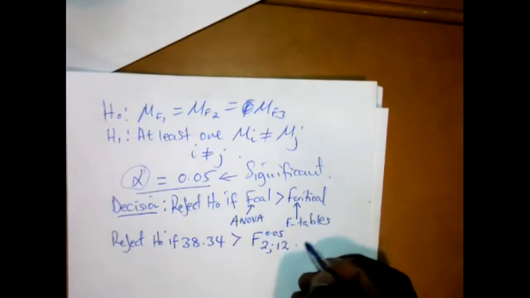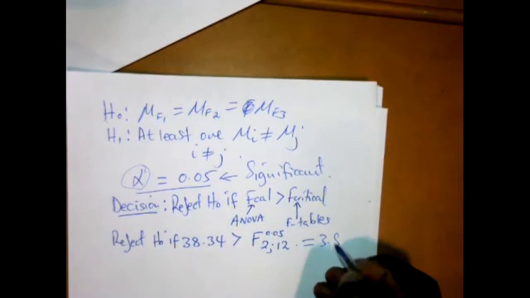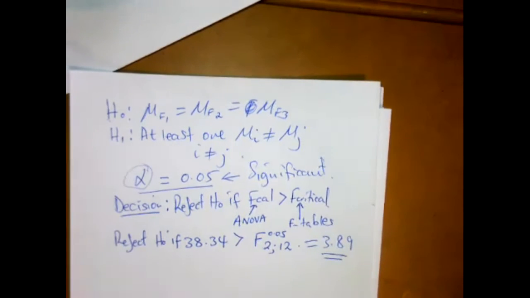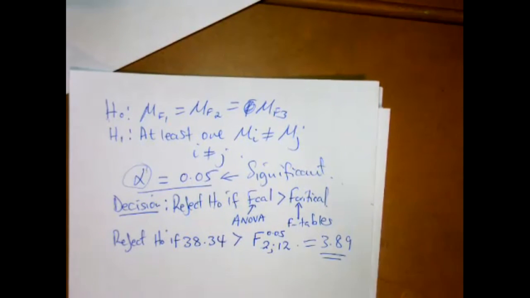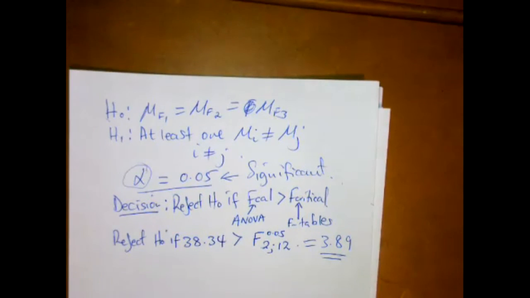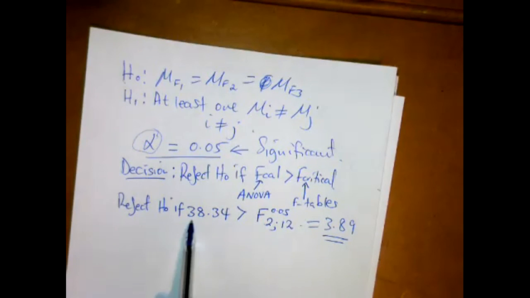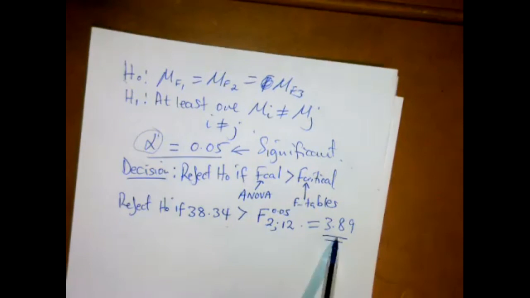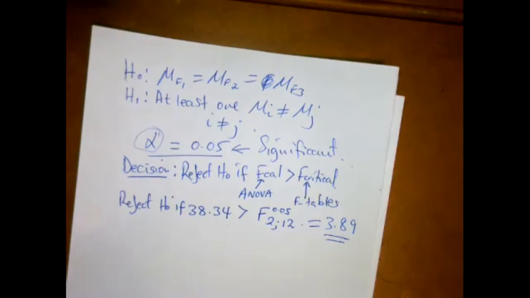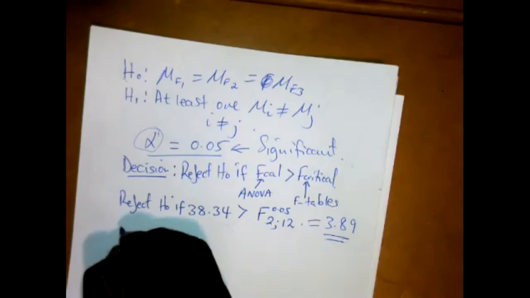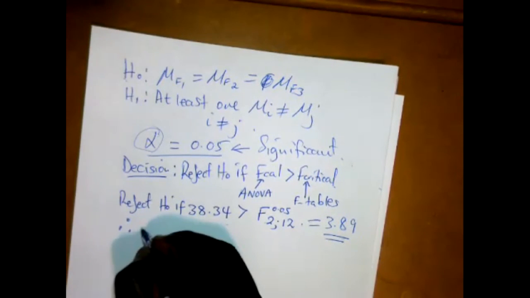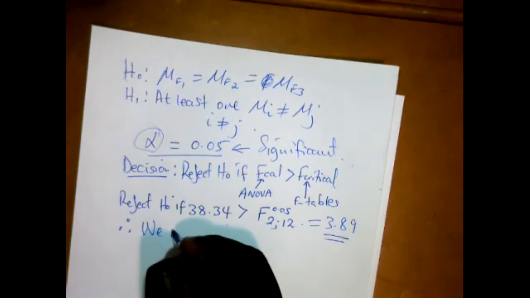So this number is 3.89. What does that mean, therefore? Once I have this, what am I supposed to do? Because the rule is saying I should reject if 38 is greater. Is 38 greater than 3 point something? Yes, it is. So what am I supposed to do? Therefore, this is what we are going to do. We reject H naught.